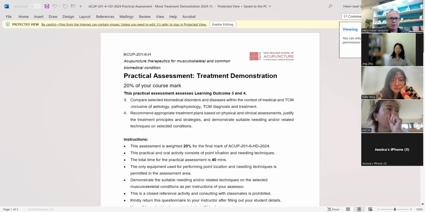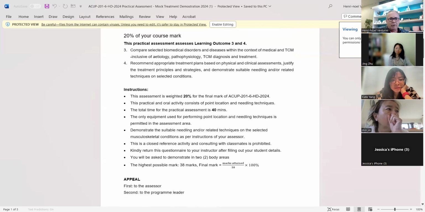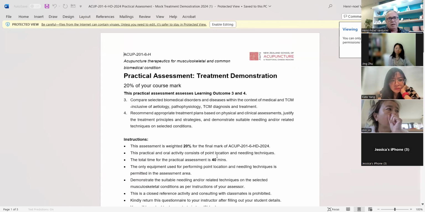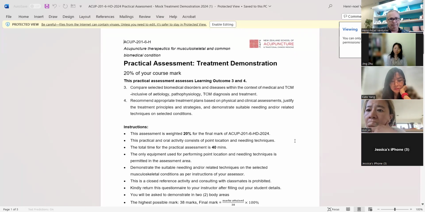Practical assessments, learning outcomes 3 and 4. Compare select biomedical disorders and diseases with the context of medical and TCM, inclusive of etiology, pathophysiology, TCM diagnosis and treatment. So there's a lot there. Recommend appropriate treatment plans based on physical and clinical assessments, justify the treatment principles and strategies, and demonstrate suitable needling and all related techniques on selected conditions. It's 20% of your final mark, and it consists of point location and needling techniques.